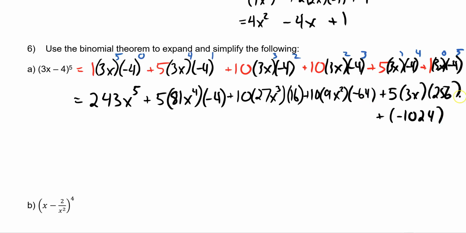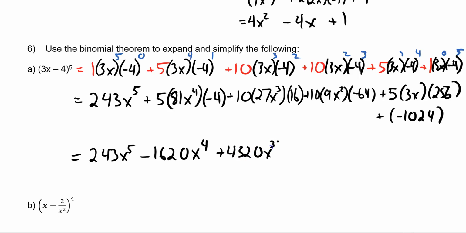All right, so I've applied all the exponents. Now I kind of ran out of room there, so my last term is just below. That's okay if that happens, because these things can get pretty long. My last step to fully simplify, now I'm going to take a look at each term, and I'm going to multiply it out. So 5 times 81 times negative 4 will be minus 1,620 x to the power of 4. The next one, 10 times 27 times 16, and those are all positive, is plus 4,320 x to the power of 3. All right, so now again I'm going to pause it, fill out the rest. All right, so there's our full solution.